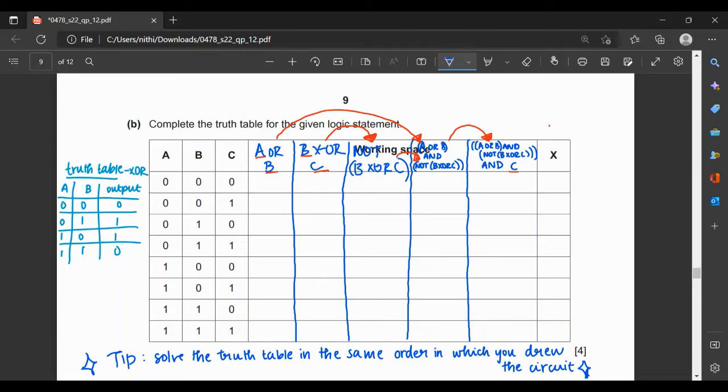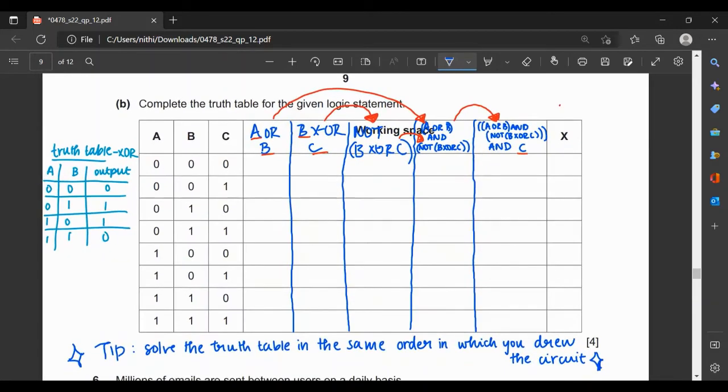Okay, so let's try this. First, we have A OR B. So either value has to be 1 for the output to be 1. Next, we have B XOR C, which means only one value should be 1. Next, we have to carry forward the previous column and do the NOT of it. So we have to write the exact opposite of it.